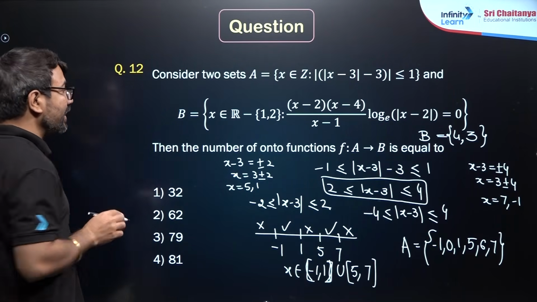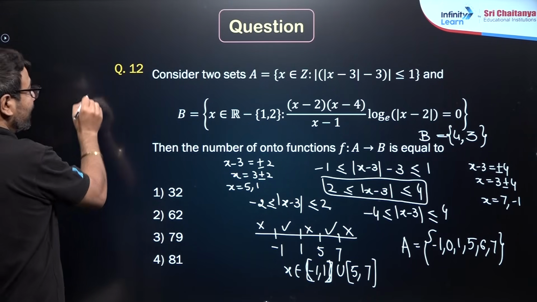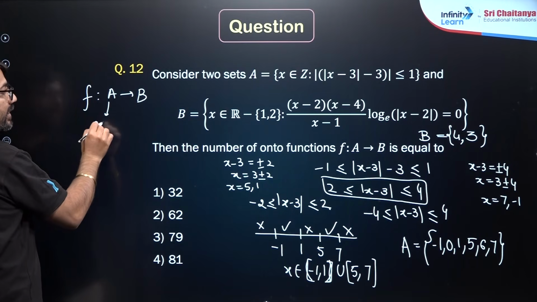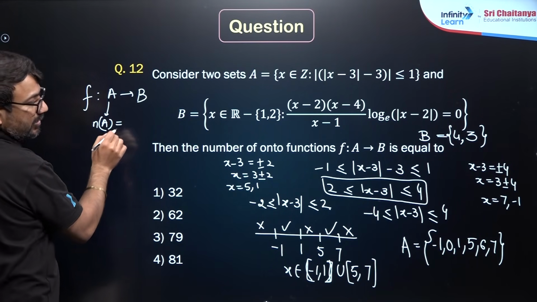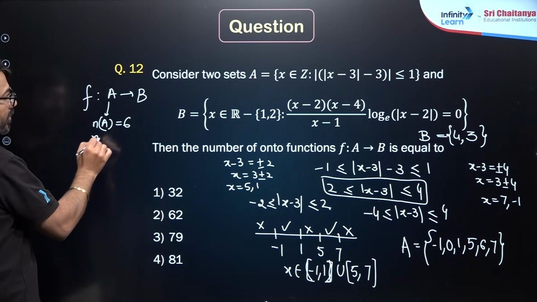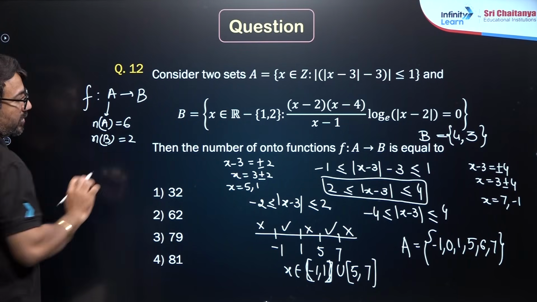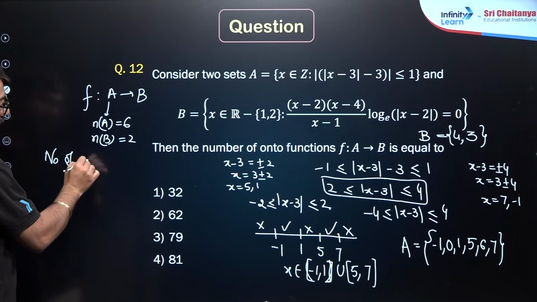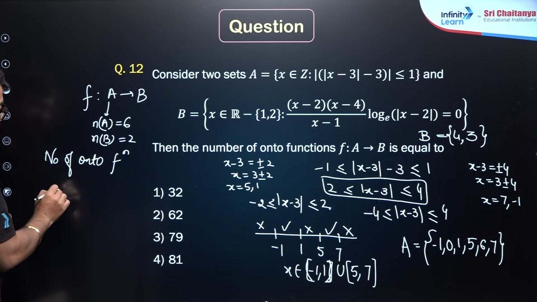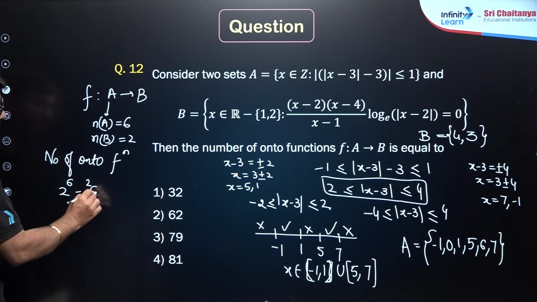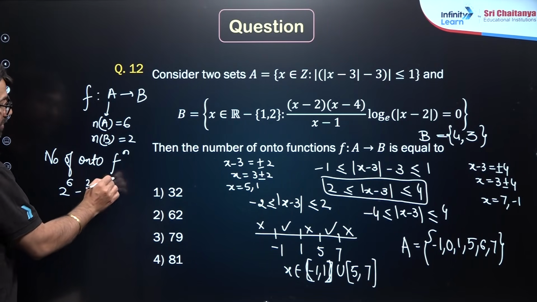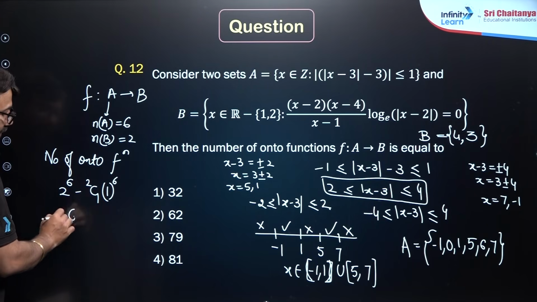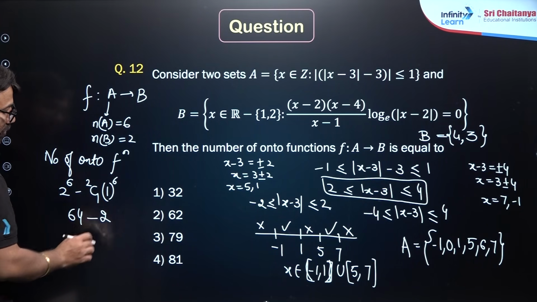Two values. So because we have to define the function from A to B, and the number of elements in set A we have got, I think, 6, and the number of elements in set B we have got 2. So number of onto functions, if you have to find it out, my dear students, it will be 2 raised to the power 6 minus 2C1 times (2 minus 1) raised to the power 6, and you have to stop here only. 2 raised to the power 6 is 64, then it is 2.